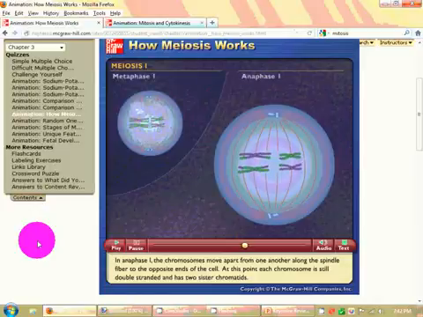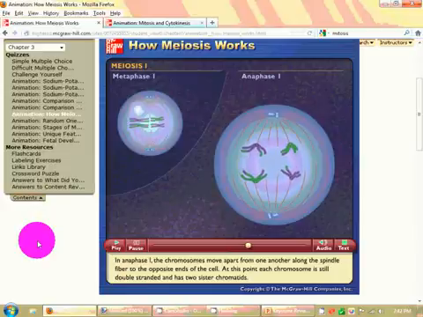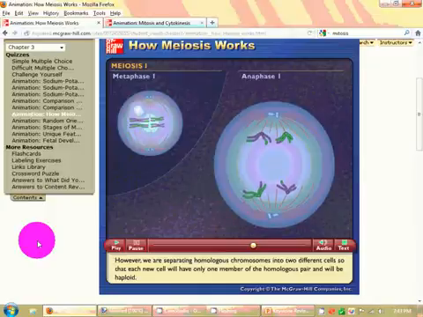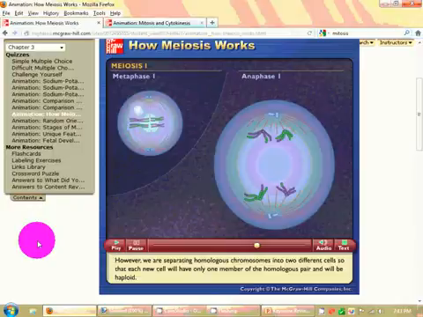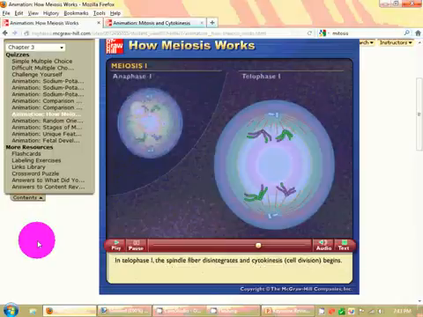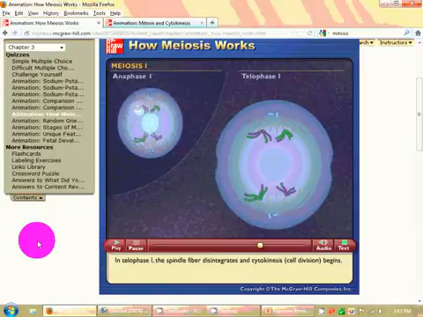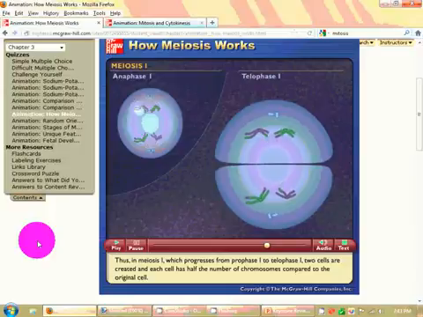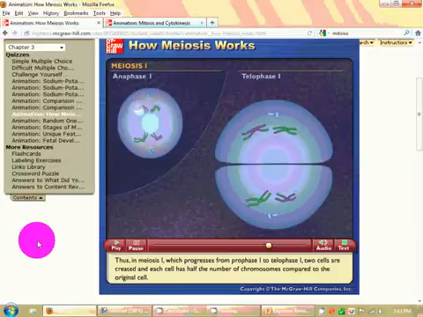In anaphase I, the chromosomes move apart from one another along the spindle fiber to the opposite ends of the cell. At this point, each chromosome is still double-stranded and has 2 sister chromatids. However, we are separating homologous chromosomes into 2 different cells, so that each new cell will have only 1 member of the homologous pair and will be haploid. In telophase I, the spindle fiber disintegrates and cytokinesis, cell division, begins. Thus, in meiosis I, which progresses from prophase I to telophase I, 2 cells are created, and each cell has half the number of chromosomes compared to the original cell.